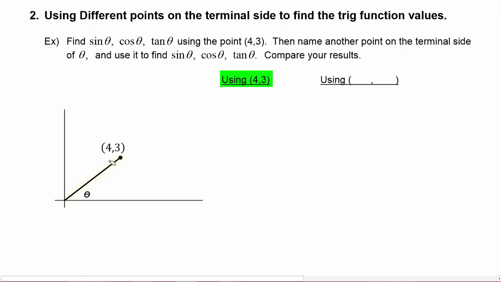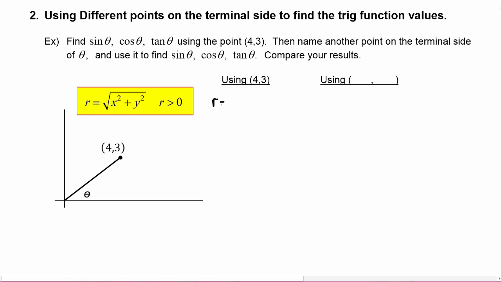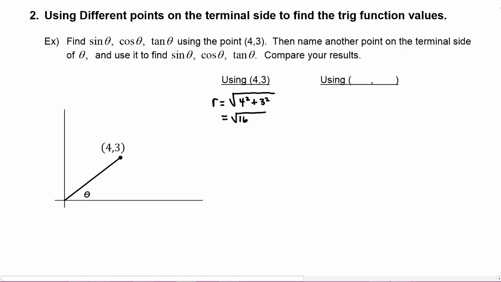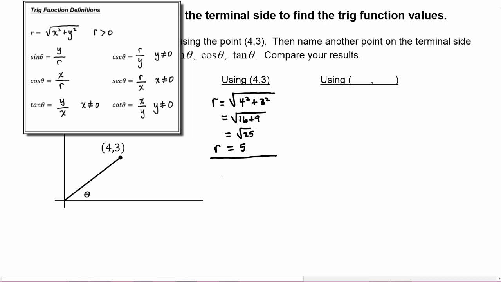And if we use the point (4, 3), we know r would equal the square root of our x-coordinate, 4 squared, plus our y-coordinate, 3 squared, which is the square root of 16 plus 9, which of course is the square root of 25, which is 5. So now we know that x is 4, y is 3, and r is equal to 5. So now we can evaluate the trig functions.